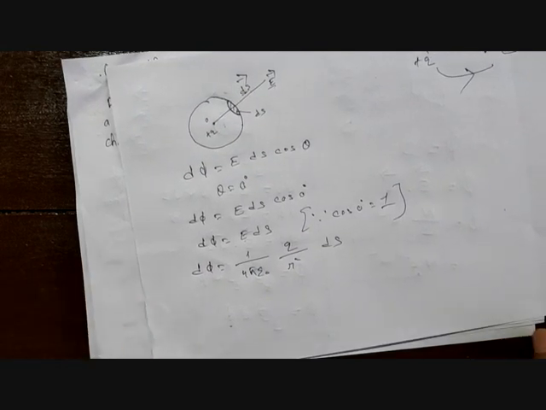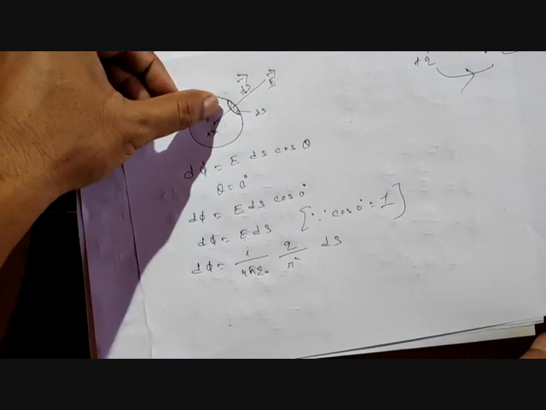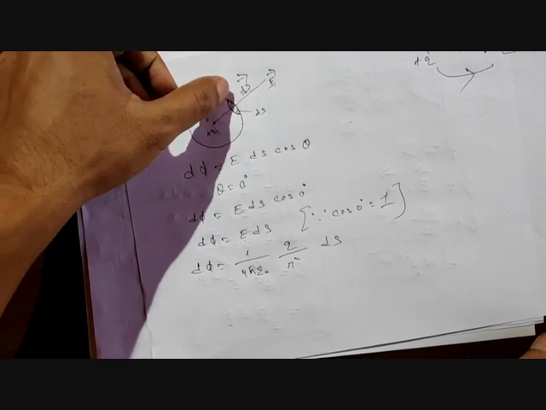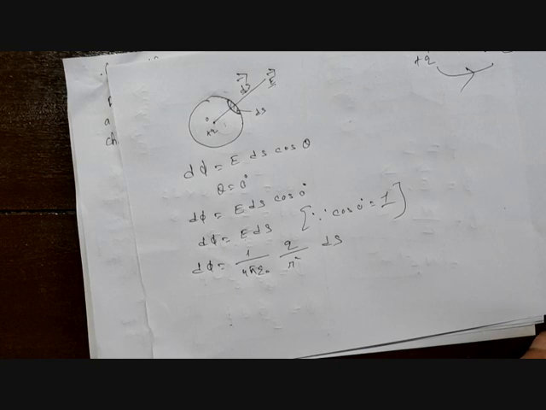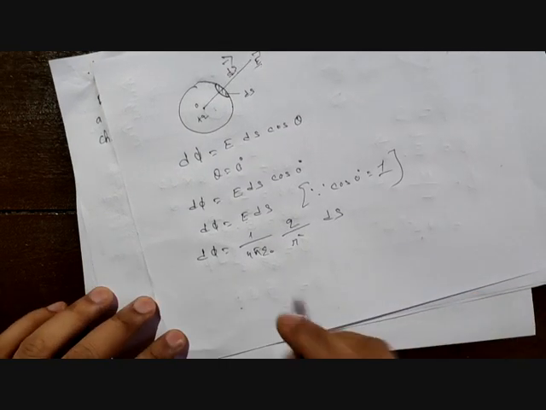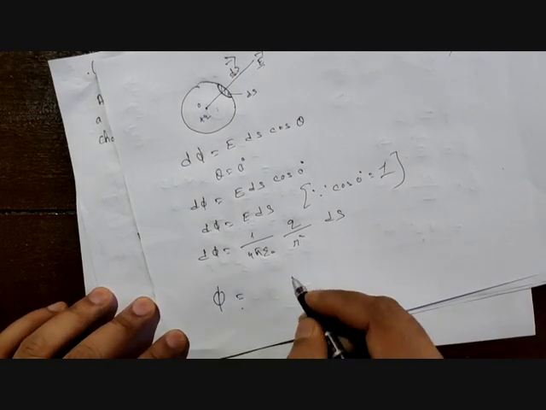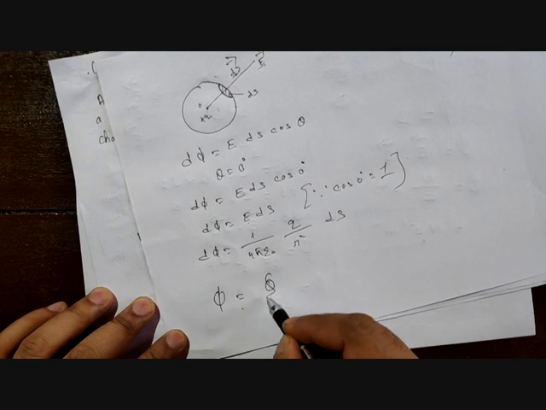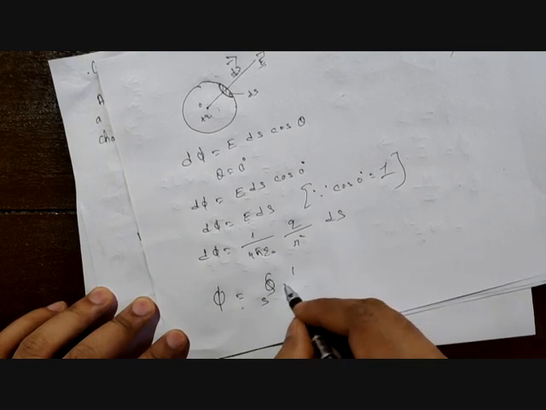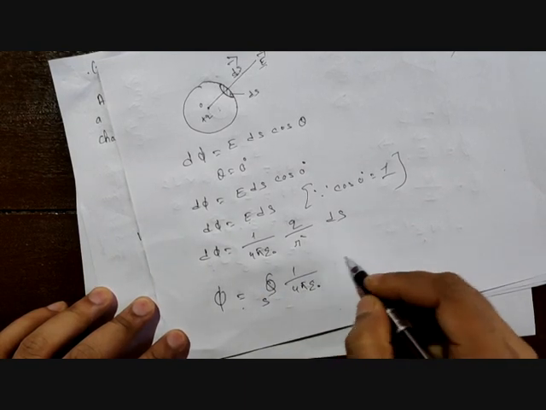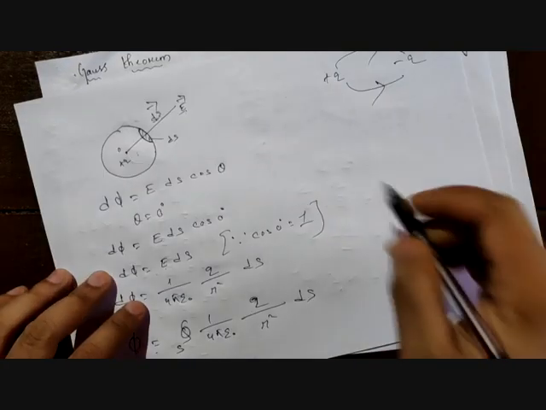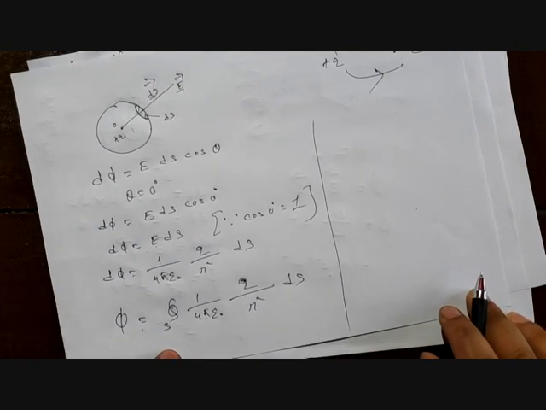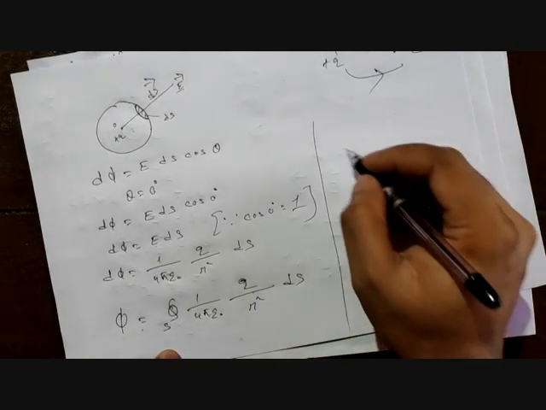Now, as we said, we found the electric flux for this particular area only. Now we're going to find the total electric flux for the full surface. I told you in the previous video, when you want the total, what do you do? Integration. So integration over this closed surface.